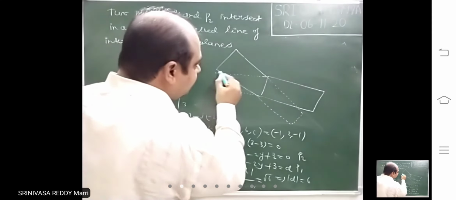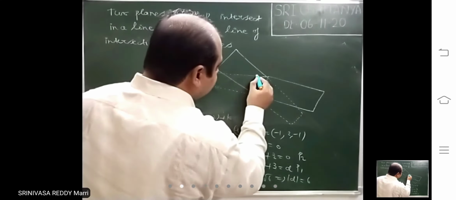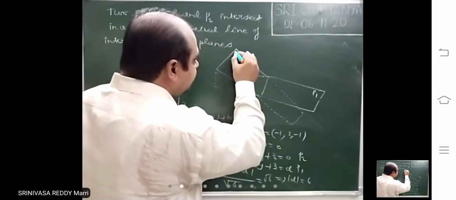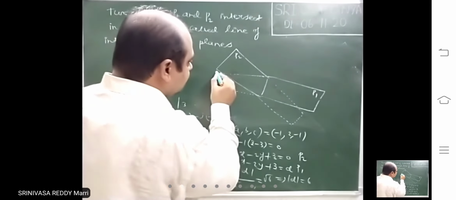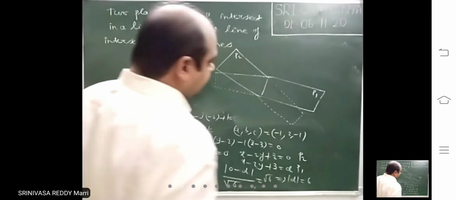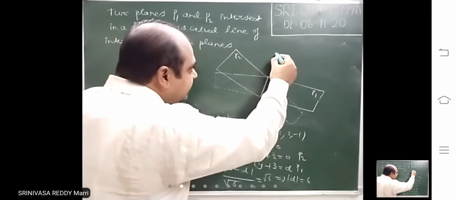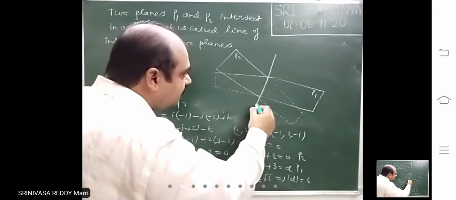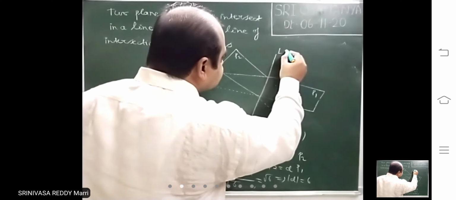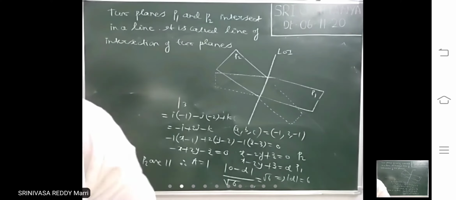This completely is one plane. This is one plane, this is one plane. Let us say this is the left paper, and this is the right paper. This is P1, this is P2. If they intersect in a line, this line is called the line of intersection of planes.